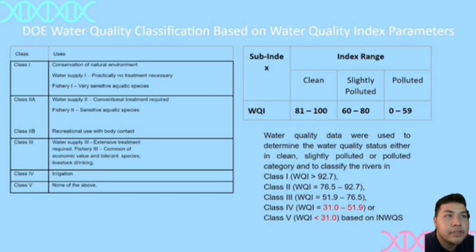For index range, water quality data were used to determine the water quality status as either clean, slightly polluted or polluted category. And to classify the river, class 1 is clean, class 2 and class 3 are slightly polluted, and class 4 and 5 are polluted.